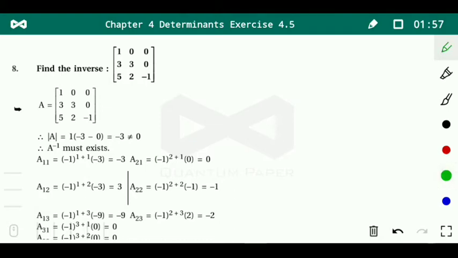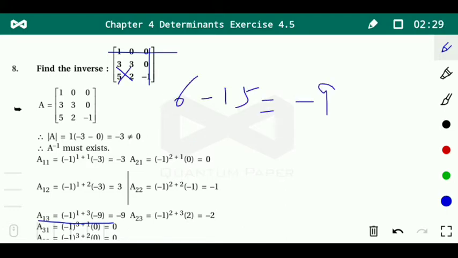Now second, we have to find A12, so we have to remove the first row, second column. Is it clear? Same thing: 3 ones are 3, minus 3 plus 0, so minus 3, and minus 1 raised to 3 gives minus 1, so minus minus plus, 3. So A12 gives 3. Now third, we have to find A13. In A13 we remove the first row, third column, so 3 twos are 6, minus 6, minus 5 threes are 15, so it will be minus 9. And minus 1 raised to 4 will be positive, so A13 gives minus 9.